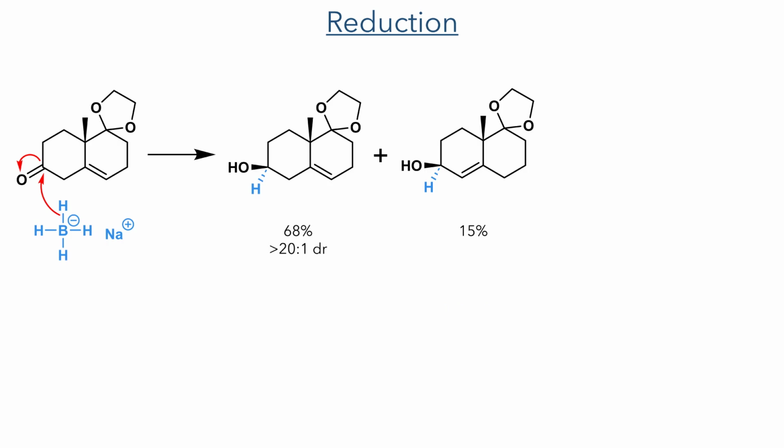Sodium borohydride was then added to the reaction mixture, and this reduces the ketone by attacking from the bottom face to produce the target compound in a 68% yield with a greater than 20:1 DR. In addition, a 15% yield of the allylic alcohol was obtained. This results from the reprotonation of the enolate at the gamma position.